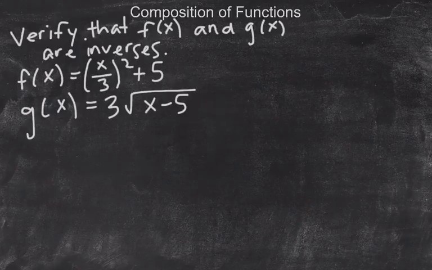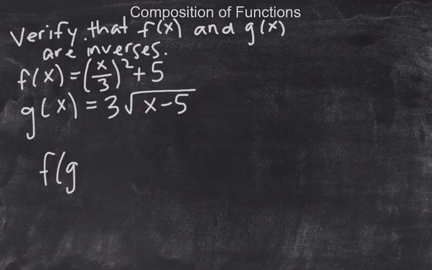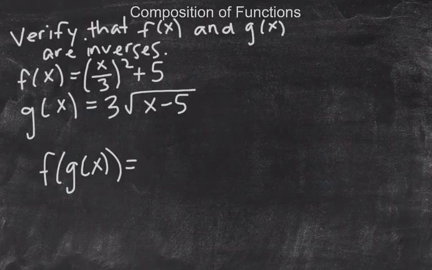Here's another example. We want to verify that f of x and g of x are inverses. f of x equals (x divided by 3) squared plus 5, and g of x equals 3 times the square root of x minus 5. So this time I'll do f of g of x. So I'm going to take x, input it to g, I'll get out 3 times the square root of x minus 5, and then I'm going to take the f function and input what I just got.